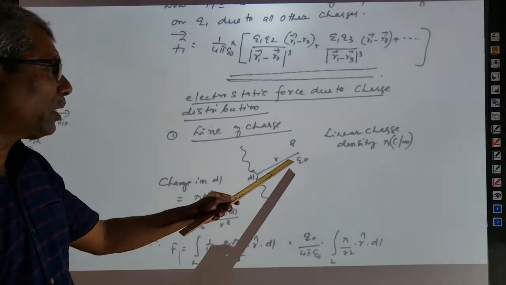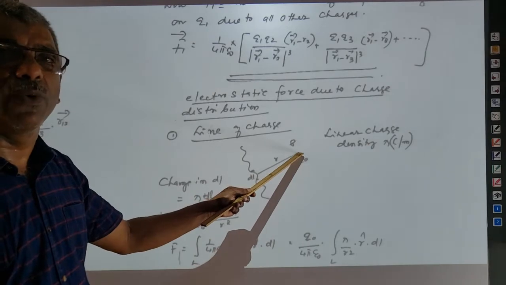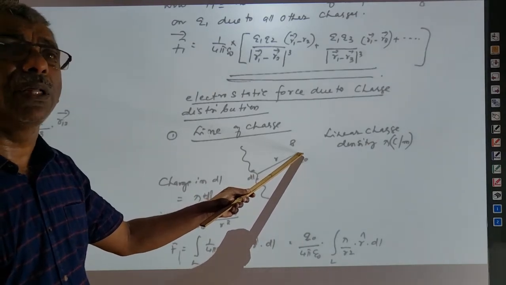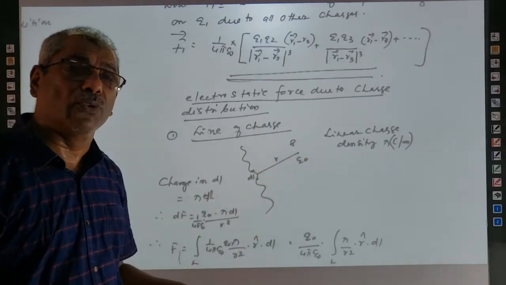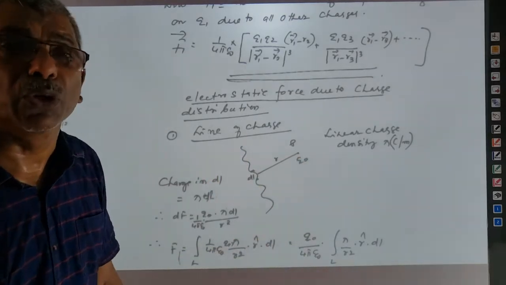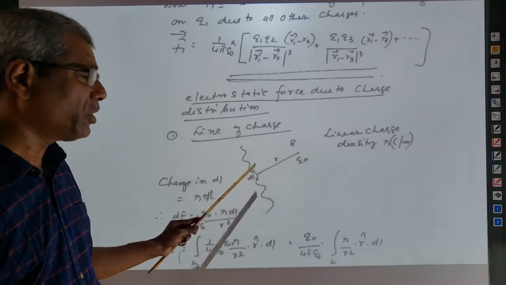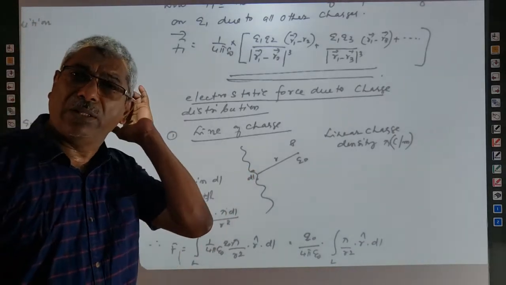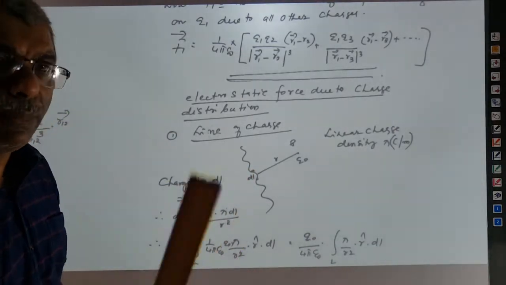So the force acting on Q0, which is a test charge. What is the force acting here? We have to find the total electrostatic force due to the entire line on this charge Q0. For that we will take a small section. The small section of length dl has a charge equal to lambda into dl.